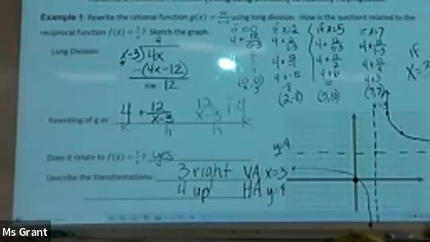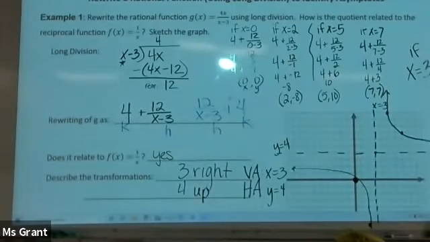Hold on. How about this? Can you see that? Could you move it a little bit to the right? Yeah, that's better. Yay!